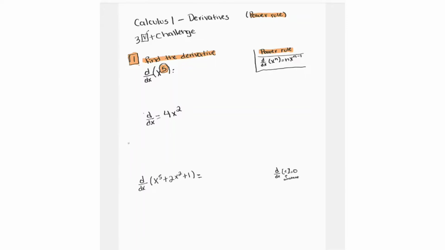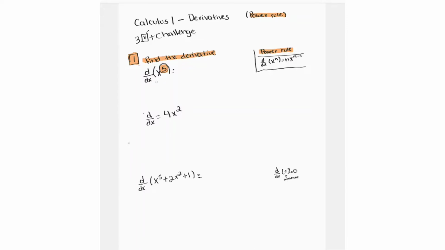We are going to use the Power Rule, which is the derivative of a variable raised to a constant, such as x raised to the n equals n times x raised to n minus 1. So let's do the first derivative.